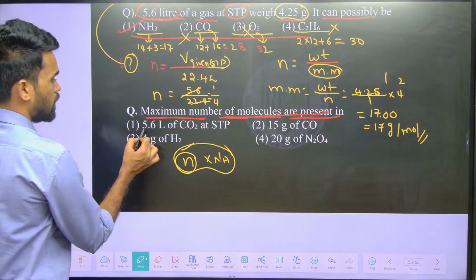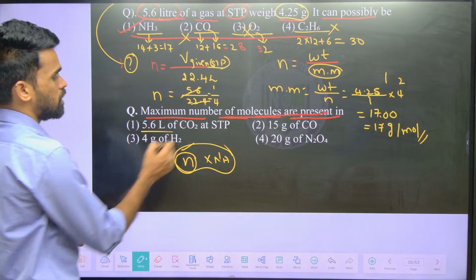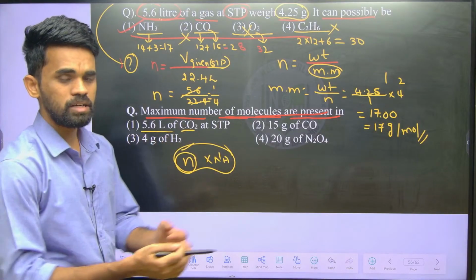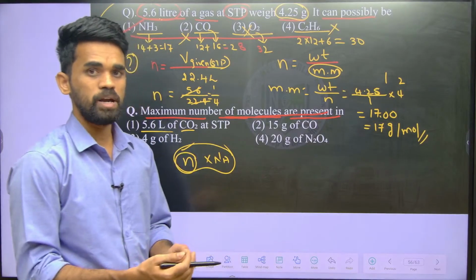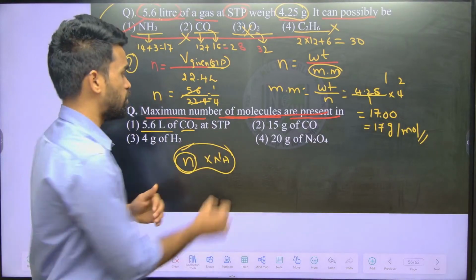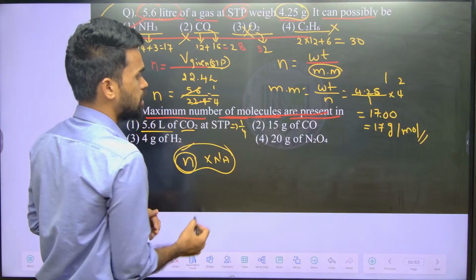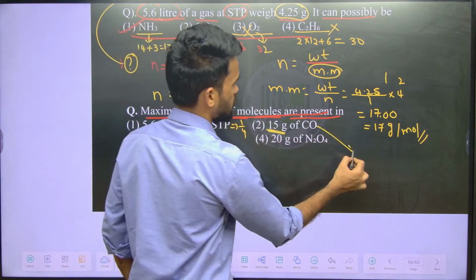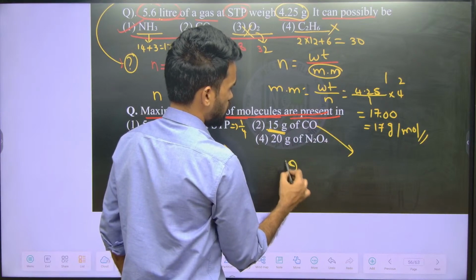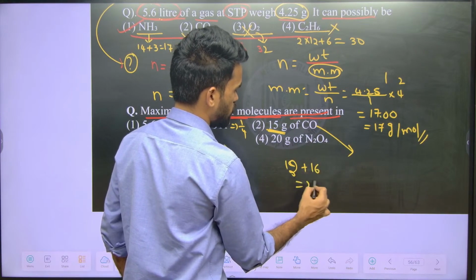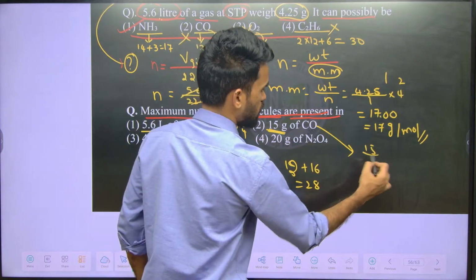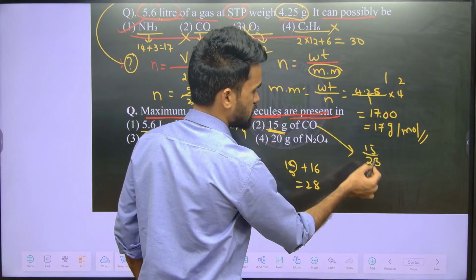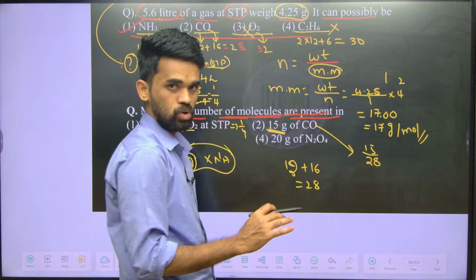Here they have mentioned 5.4 liter of CO2. So 5.4 liter divided by the molar volume, 22.4 liter, gives about 1 by 4 mole. Like that, calculate for this one: 15 grams of CO. C is 12 and oxygen is 16, so it will be 28. So 15 by 28, which is around 1 by 2.